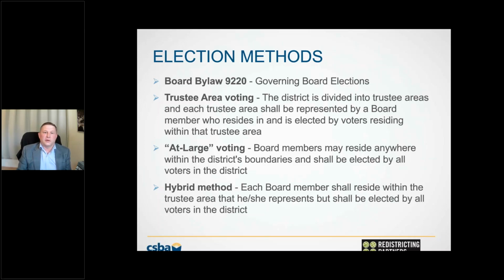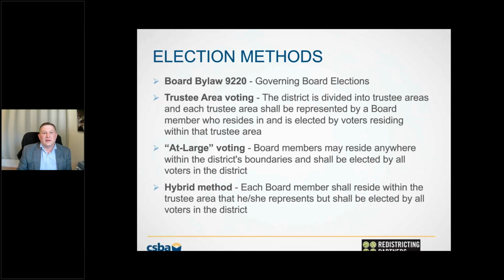It's really important to understand that if you use trustee area voting, in the year following the release of the data from the federal census, you are required to revisit your trustee areas to make sure that your boundaries are drawn appropriately.